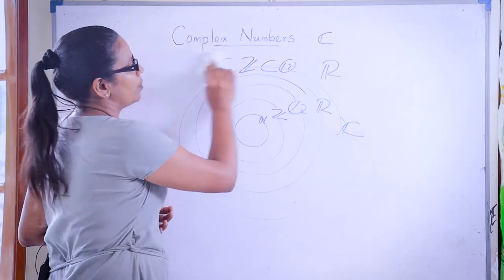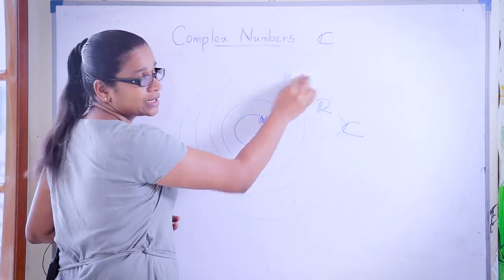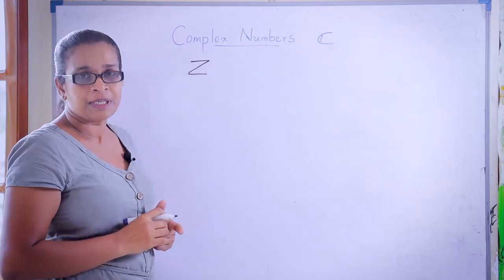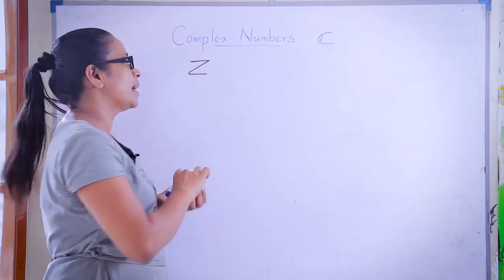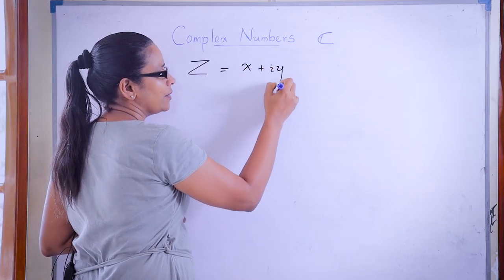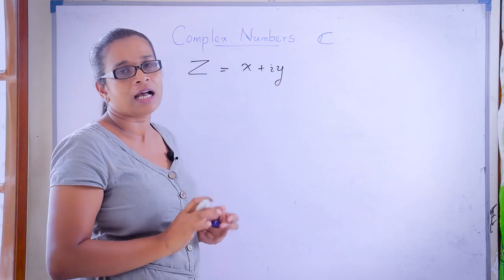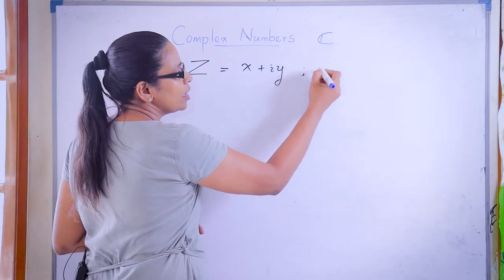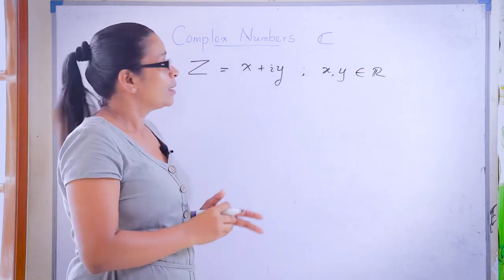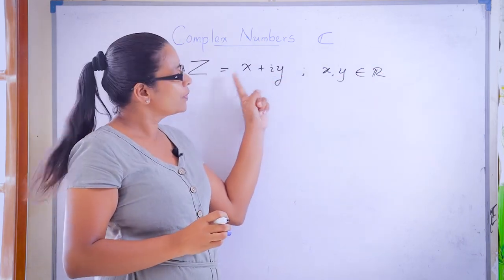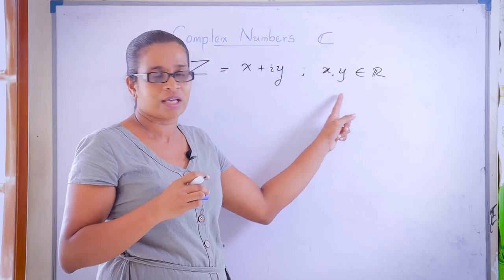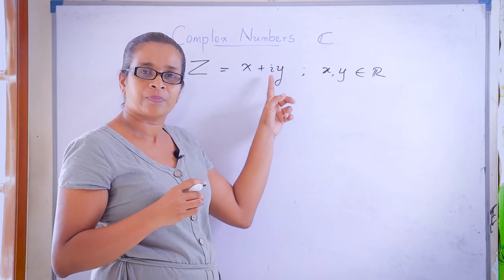Then let's talk about how to write a complex number. If I write a complex number using Z, I can write it as x plus iy. Here both x and y are real numbers. Using this x and y, we represent real numbers.